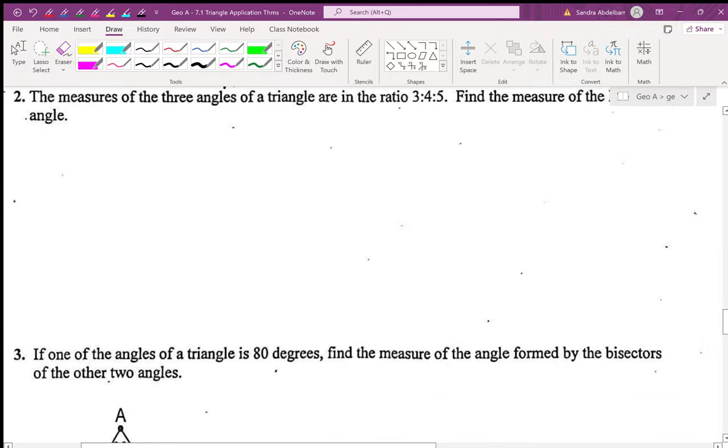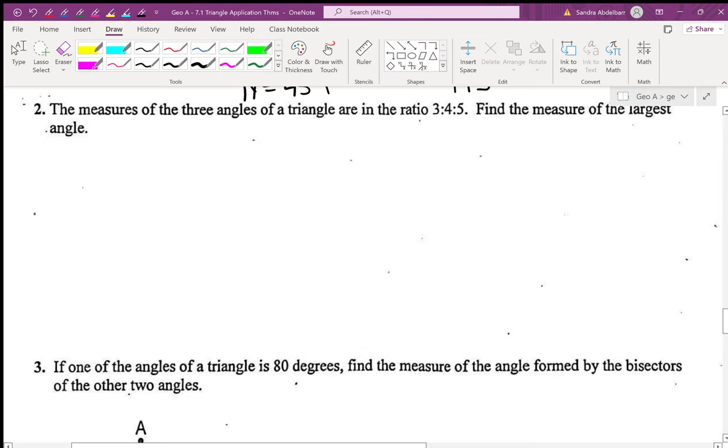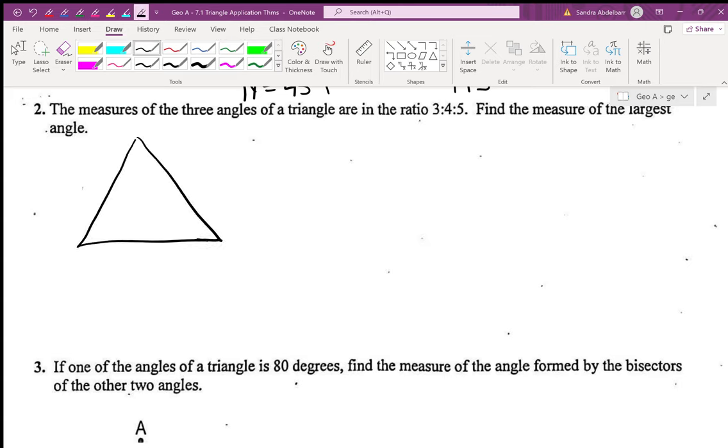It says the measures of the three angles of a triangle are in the ratio of 3 to 4 to 5. Find the measure of the largest angle. What do you need to remember? Well, I'm going to make a diagram. The three angles in this diagram are in a ratio of 3 to 4 to 5. You need to remember that the minute you pull numbers out of a ratio, either put them in a diagram or put them into an equation, what must you put with those numbers?